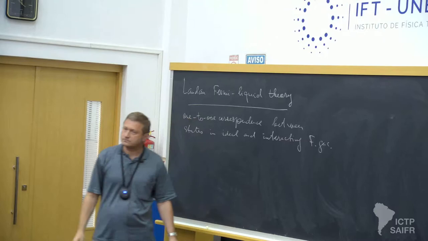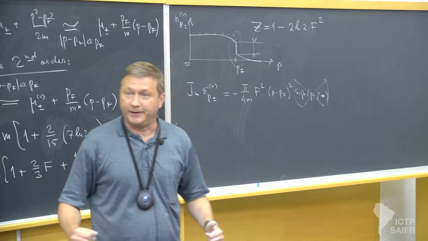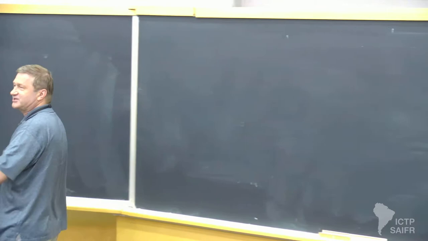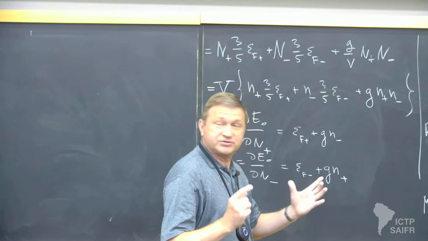So if you start with a ground state, a filled Fermi surface in the ideal Fermi gas, you switch on the interaction, it goes to the ground state of the interacting Fermi system. This looks kind of natural, especially if you have a gap, but here we don't have gaps. Then consider the ideal gas where you have the Fermi surface plus an extra particle, or an extra hole.